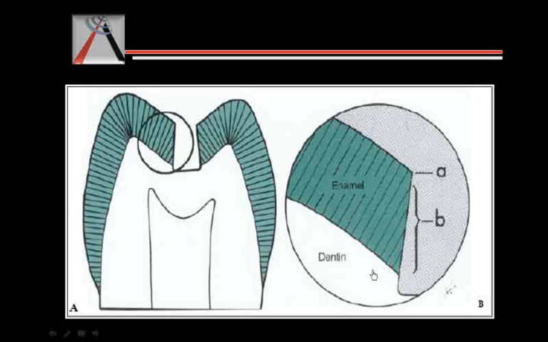So we cannot have a scenario wherein the cavity preparation is something like this, because if the cavity preparation is something like this, what will happen is we leave these rods with their inner ends cut and unsupported. So these rods will be very weak and brittle and they will fracture off. So we cannot have the inner ends of the enamel rods cut.